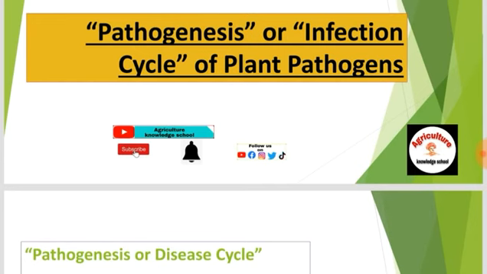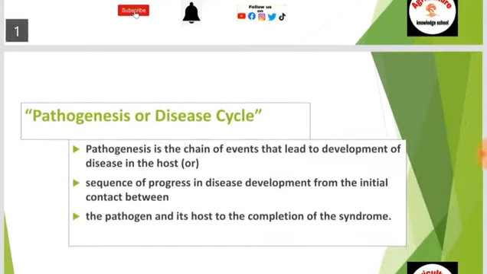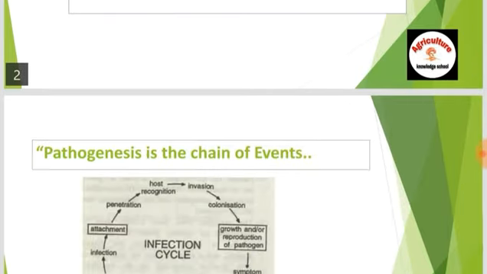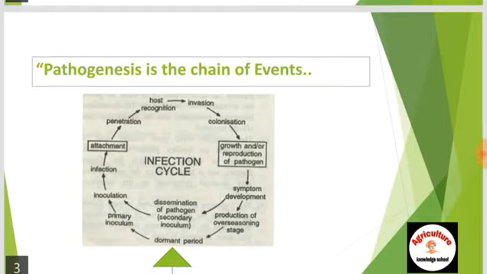Today we will discuss the pathogenesis or infection cycle of plant pathogens. So, pathogenesis or disease cycle. Pathogenesis is the chain of events that lead to development of disease in the host, or the sequence of processes in disease development from the initial contact between the pathogen and its host to the completion of the syndrome. Pathogenesis is the chain of events.